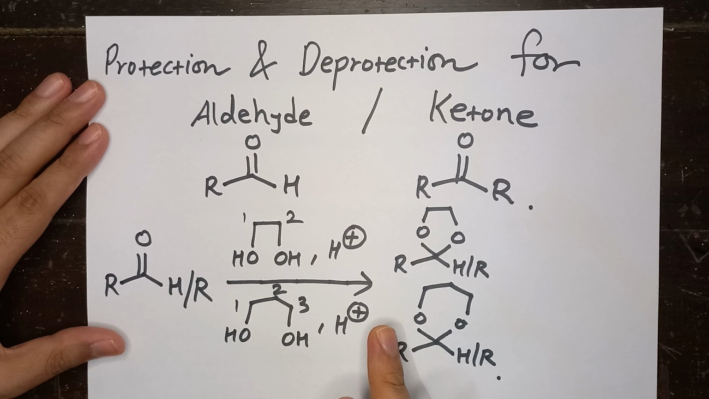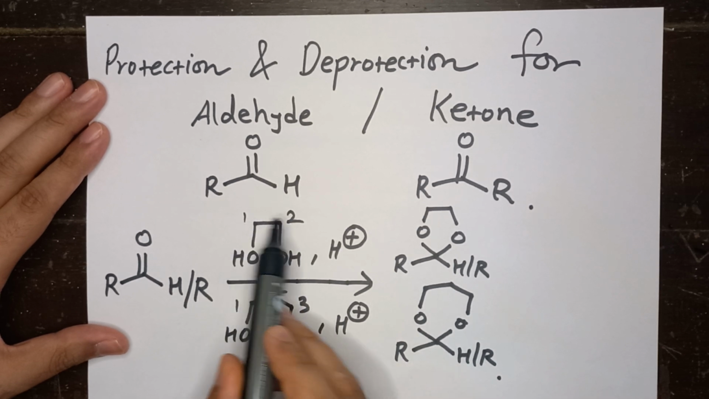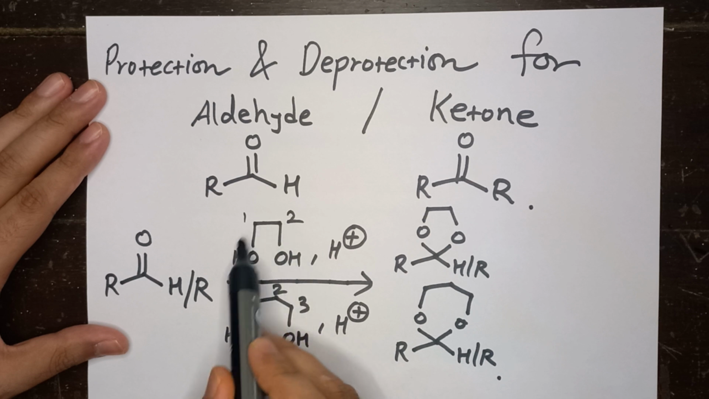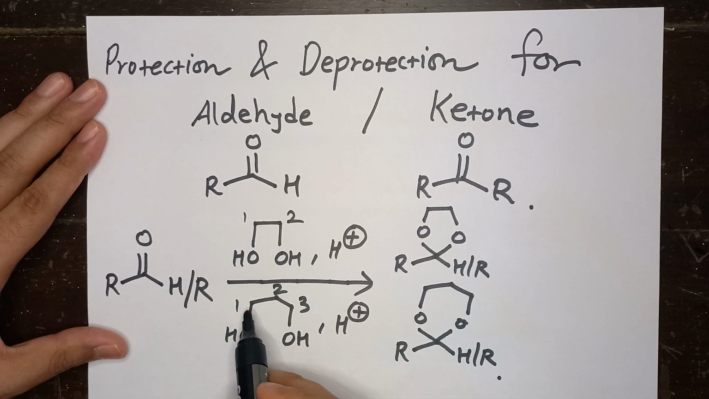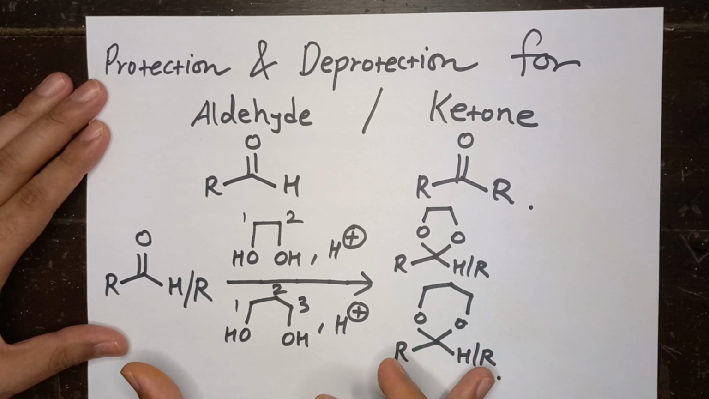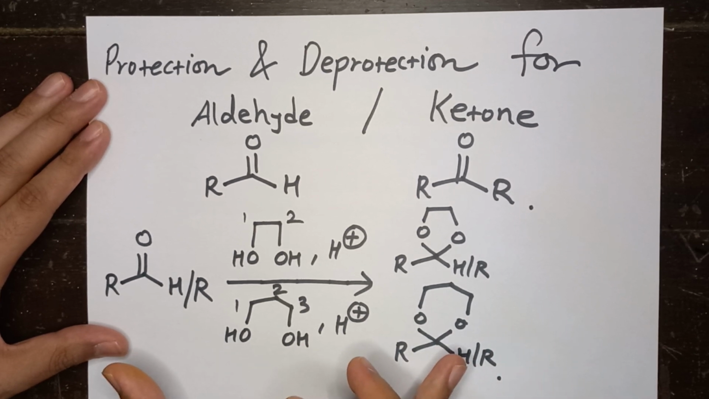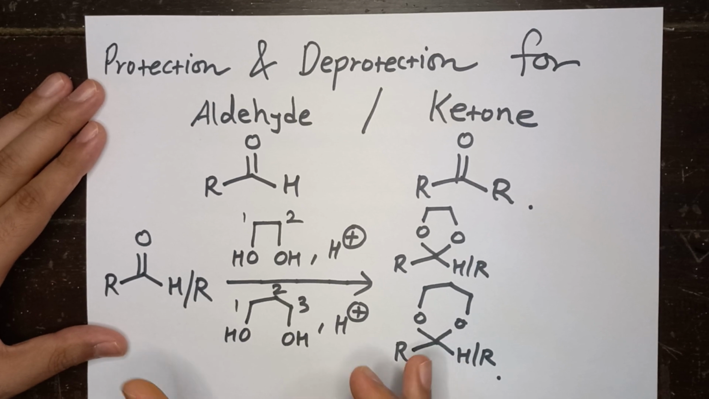So the mechanism for this particular reaction I have already discussed in detail in my previous video, where I talked about protection and deprotection of diols. And if you have watched that video, you will also know that if you are using a 1,2 diol system, you have to use a cis conformation. And if you are using a 1,3 diol system, it does not matter whether you are using a cis or a trans system. So make sure you watch the mechanism for this particular reaction in my previous video.